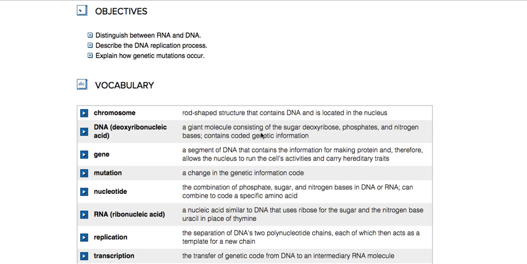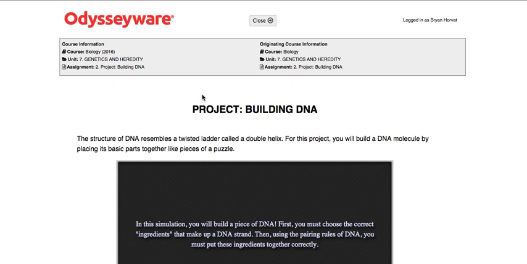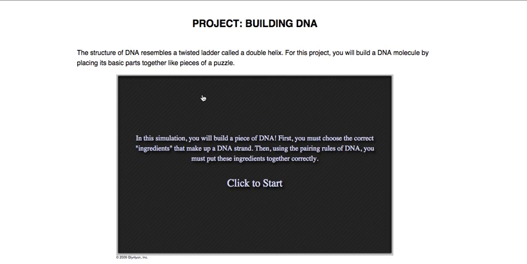So with that, let's get in there and talk a little bit about the project now. The project itself is entitled Building DNA, and let's go over to that project right now. The project states that the structure of DNA resembles a twisted ladder called a double helix. For this project, you're going to build a DNA molecule by placing its basic parts together like pieces of a puzzle. Back in the lesson, it talked about what they call Chargaff's rule. And that is the rule of base pairing that exists in DNA, whereby the base adenine pairs with the base thymine and the base cytosine pairs with the base guanine.